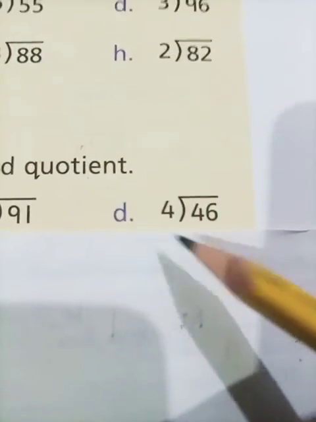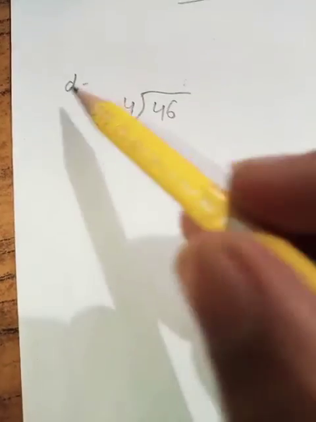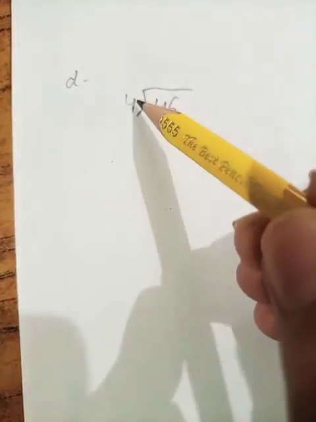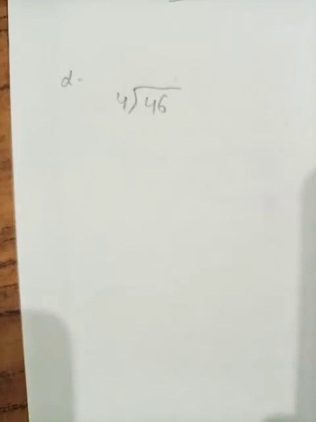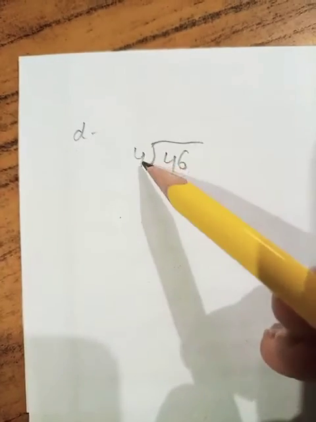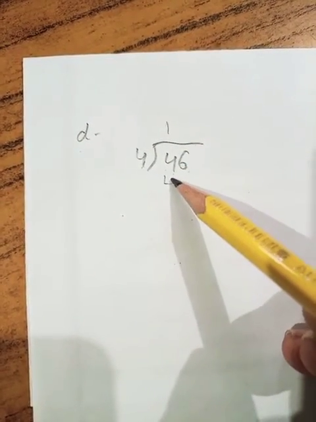Next part is D, in which 46 is being divided by the number 4. Now students, here is our part D and I am dividing 46 by the number 4. Now students, look at this. Let's divide it, students. 4 ones are 4.